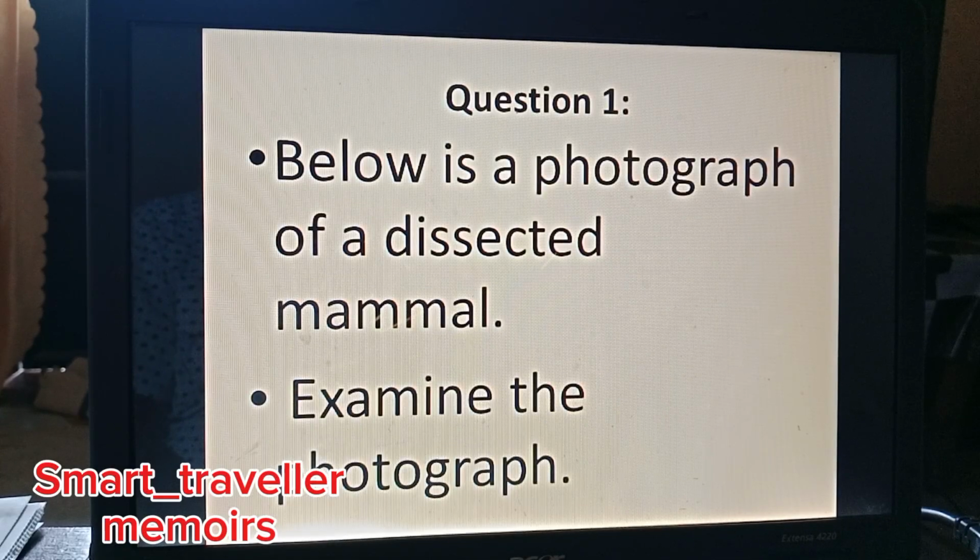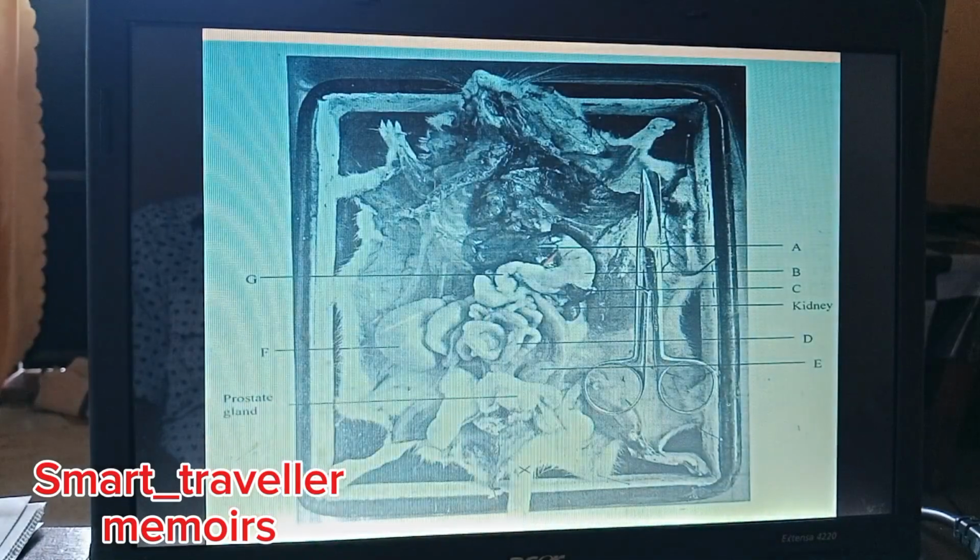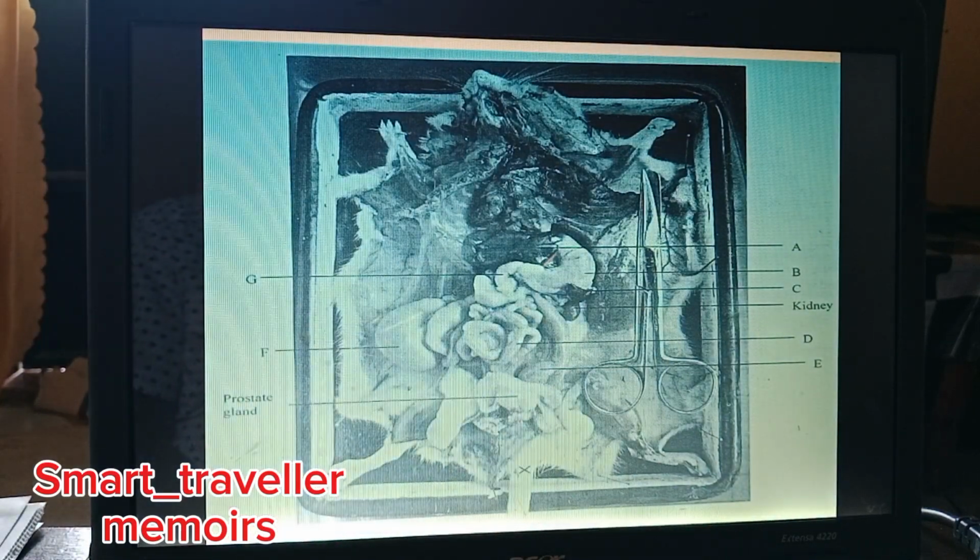Question 1. Below is a photograph of a dissected mammal. Examine the photograph. So that is the photograph of the dissected mammal. From my point of view, the mammal looks like a rat.